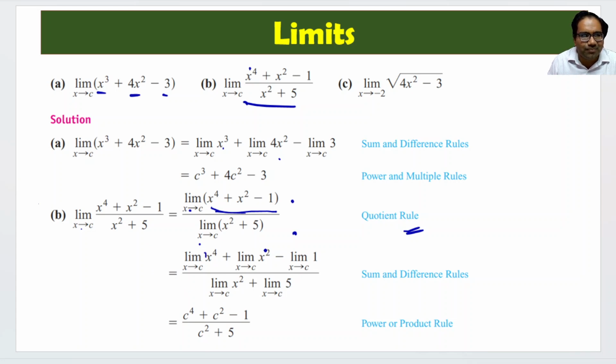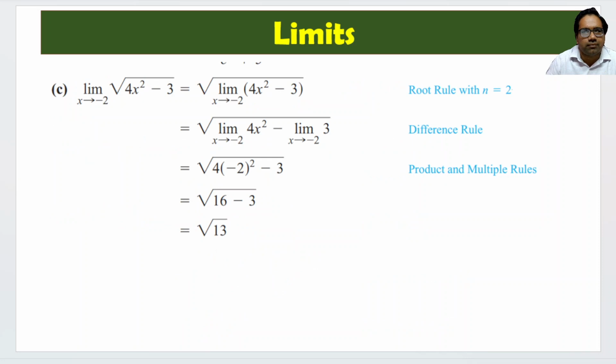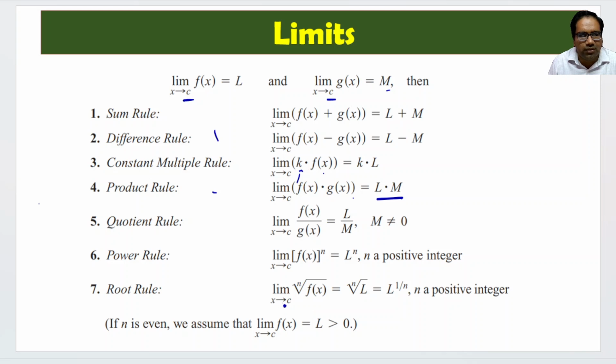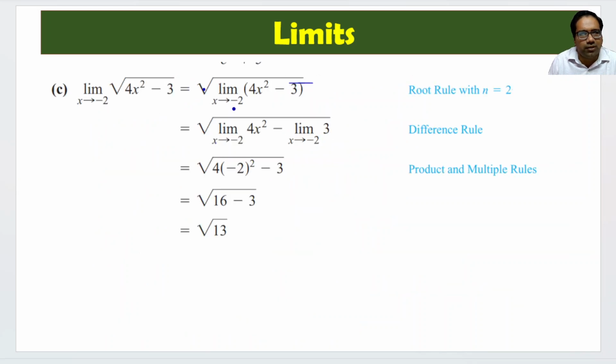Okay. So here we are using the basic formula, product rule or power rule or division rule and all. Similarly, the third one. If you try to see, okay, there is a square root here. We know this rule: limit x tends to c of square root of f of x should be equal to square root of limit x tends to c of f of x. Okay, we can take the limit inside.